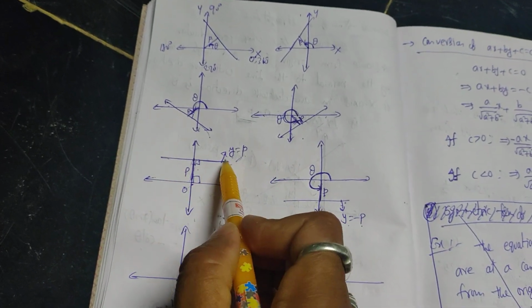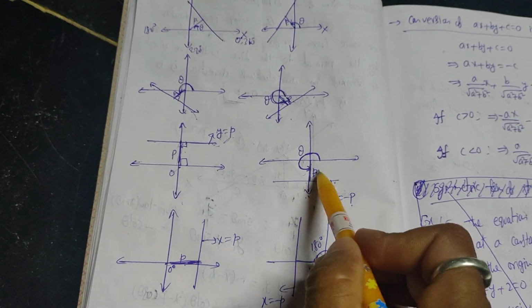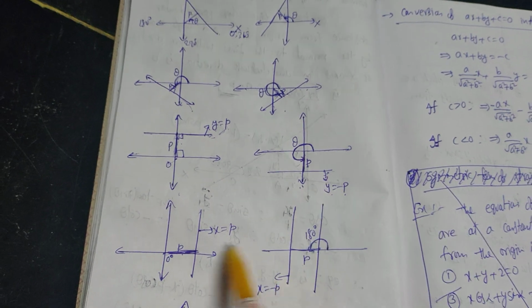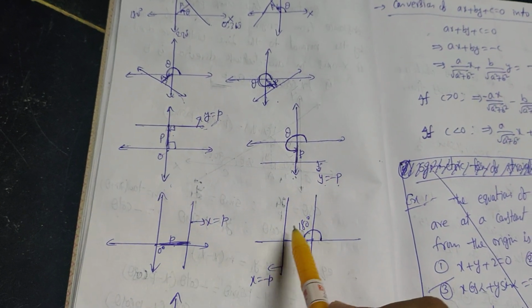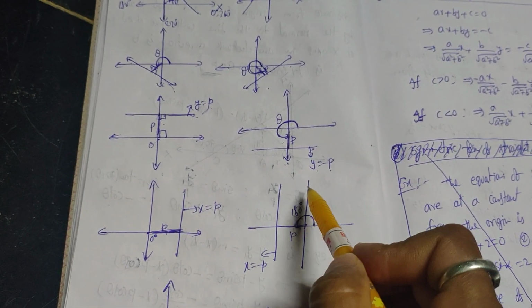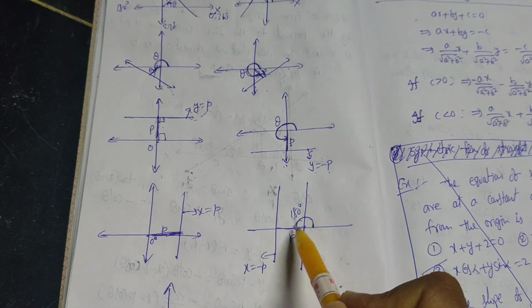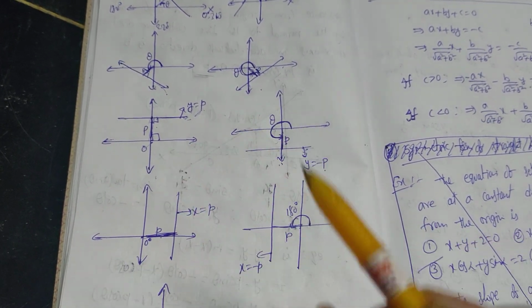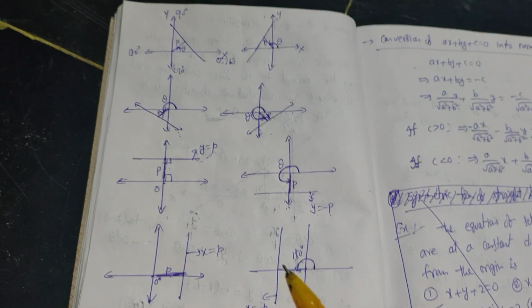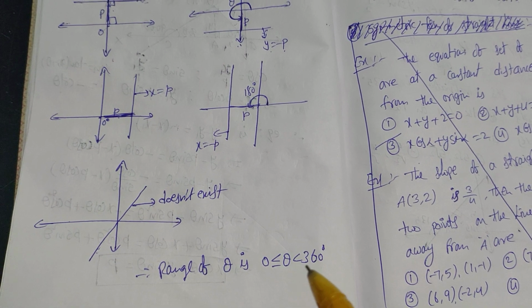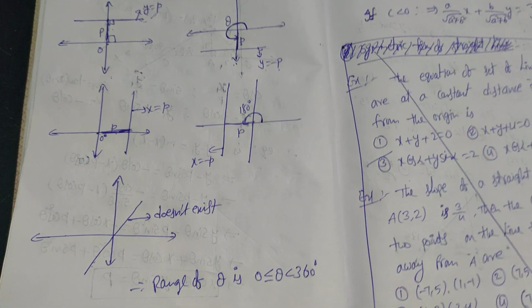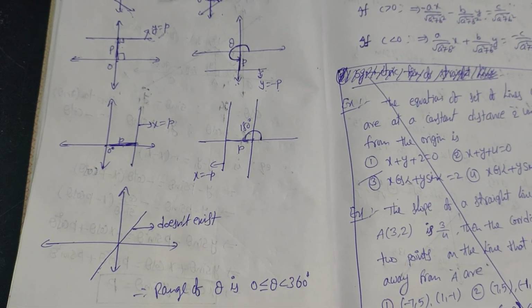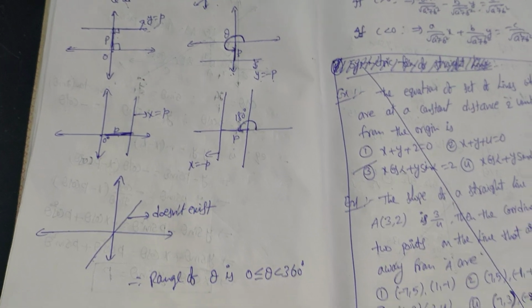If the line is like this, you get 90 degrees. If the line is like this, you get 270 degrees. If the line is like this, you can get 0 degrees. If the line is like this, you can get 180 degrees. So 0, 90, 180, 270 also you may get. So totally the range of theta always lies between 0 to 360 degrees. Based on this, the conversion we can see in the next video.